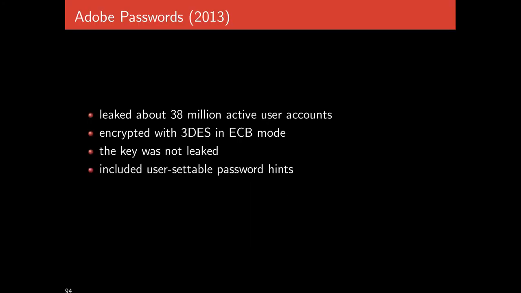There was another breach that occurred, this time with Adobe, in 2013. They had a leak of 38 million active user accounts. Now, this time, the passwords weren't sent in the plain text. They were encrypted. Good. They used triple DES, which is not what you should have been using in 2013. But so be it. They also used it in ECB mode, which you should never be using, as we already talked about. So not best practice in terms of hashing and salting the password.